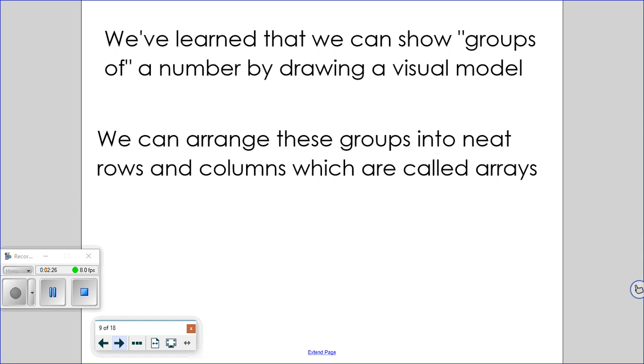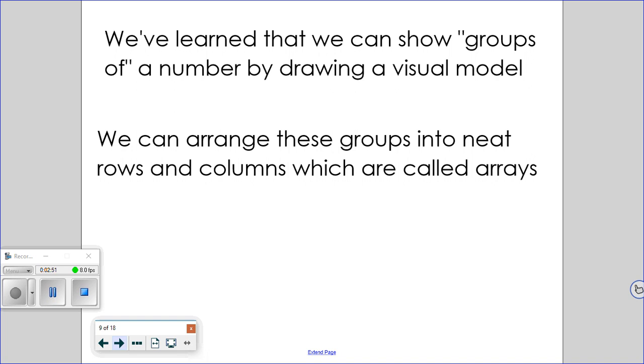We've learned about visual models that we can show groups of with a visual model. What was the visual model that we learned yesterday? If you have no idea, you have a notebook full of knowledge. Look in your notebook. Don't sit there and do nothing. Leo? Dots and circles. Circles and dots.